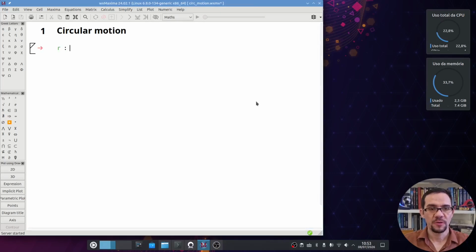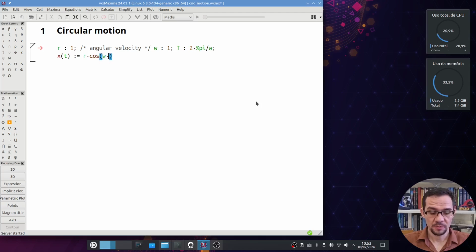So let's start by defining the radius of the motion and the angular velocity. I'm going to insert this comment here because usually the angular velocity is referred to the Greek letter omega, but here I'm going to use W, and the period of the motion is related to the angular velocity via this equation. Let's now define the horizontal component of the position and the vertical component of the position.